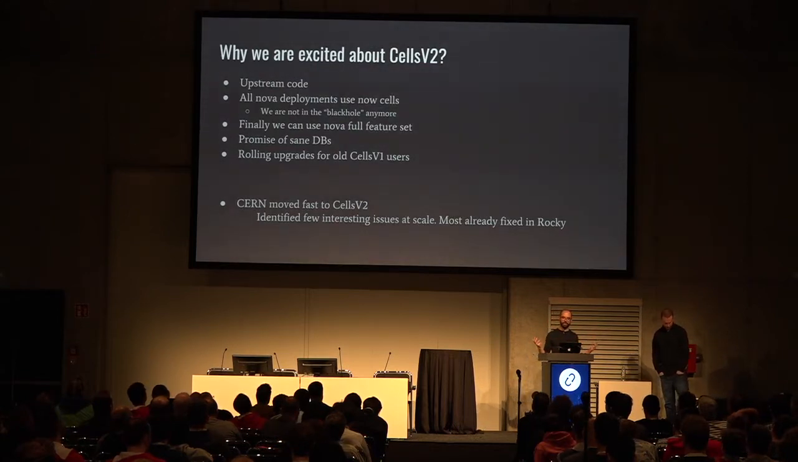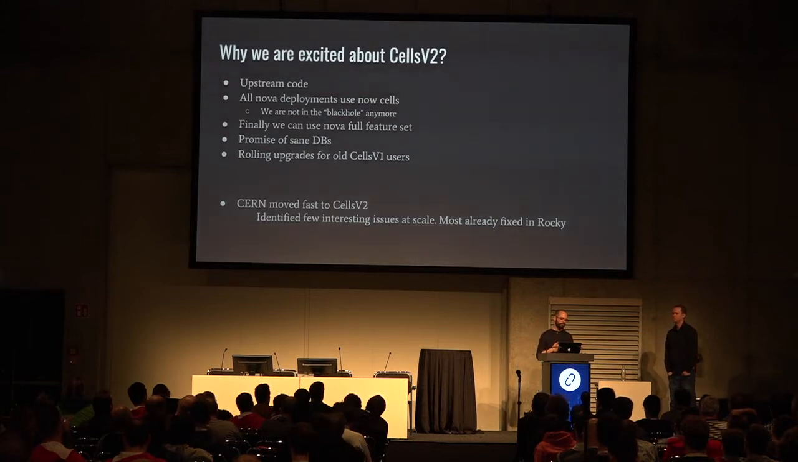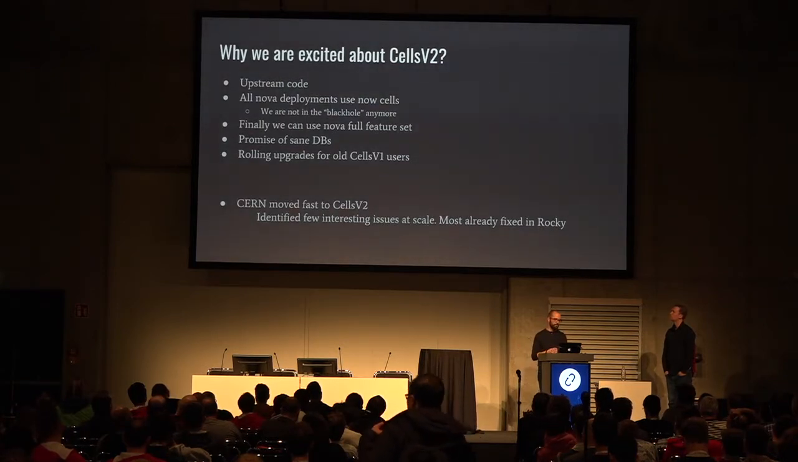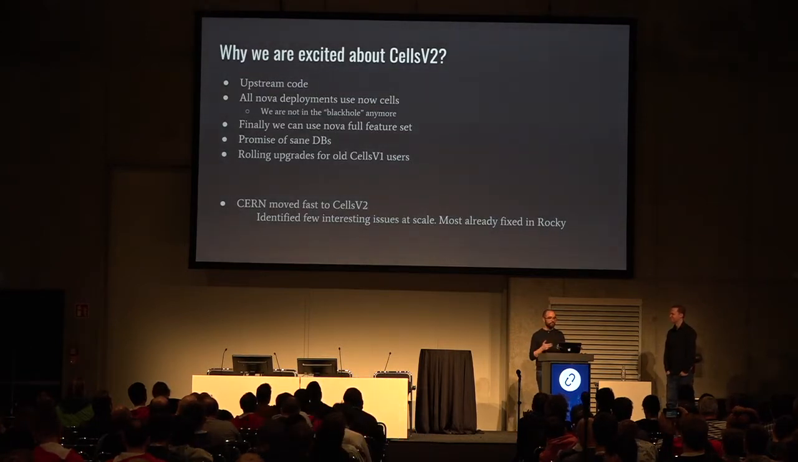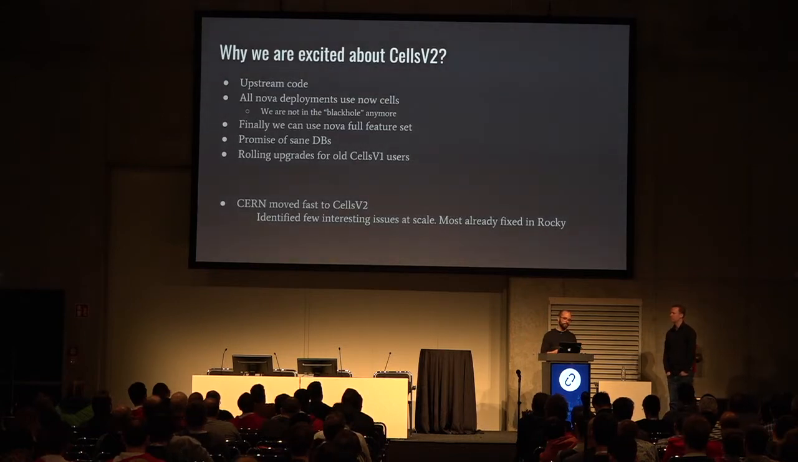So why are we so excited about CellsV2? First of all, we started using all the code from upstream. We reduced a lot the number of patches that we have for very simple functionality, to have flavors, for example, that was not available on CellsV1. All the Nova deployments now use cells. I think it started in Newton. Every deployment needed to move to cells. So almost everyone now is using cells. We are not in the black hole anymore. This joke is not because we are at CERN.